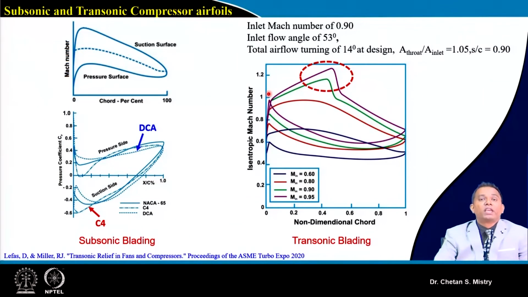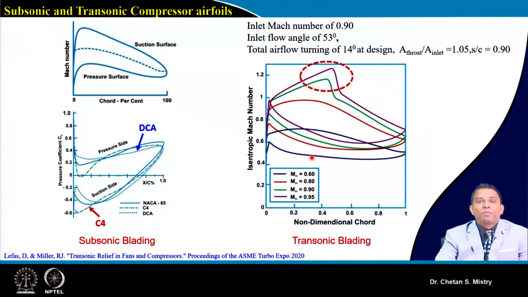Now when this aerofoil is subjected to different inflow conditions, suppose you consider varying the Mach number 0.6, 0.8, 0.9, 0.95. So here if you look at it, since this aerofoil is a transonic aerofoil, and our inflow condition is a subsonic kind of configuration, this is representing what is happening on my blade suction surface and pressure surface when my Mach number is 0.6.